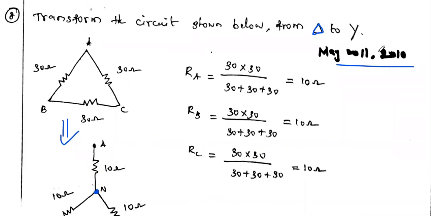And another one, if you want to solve using the formula, what is the formula for RA? The resistance RA is calculated in a star network as follows: in node A, what are the two resistances connected? This 30 and 30. So you multiply 30 into 30 divided by the addition of the three resistances, 30 plus 30 plus 30. So the answer is 10 ohms.